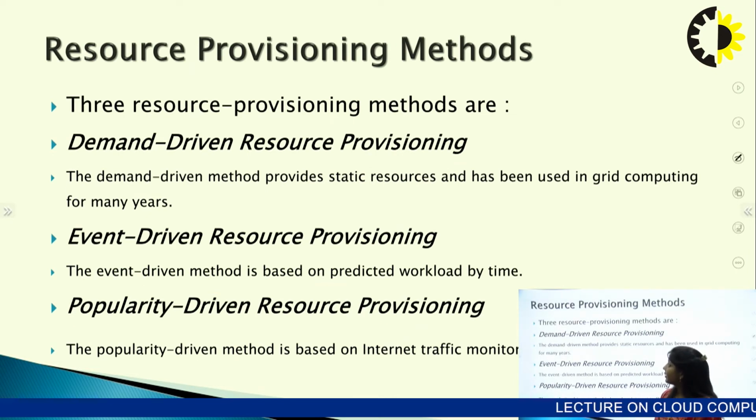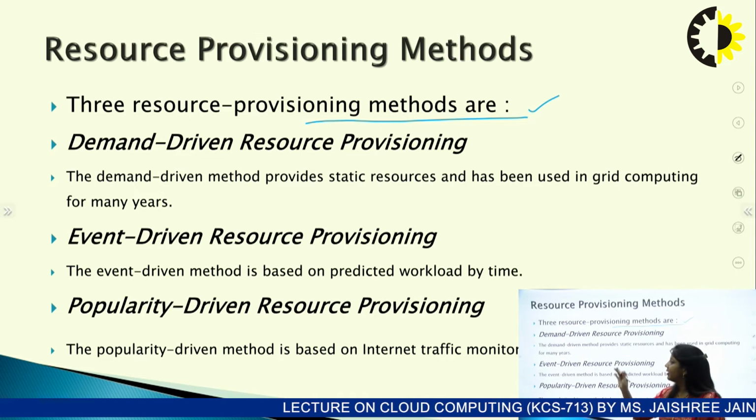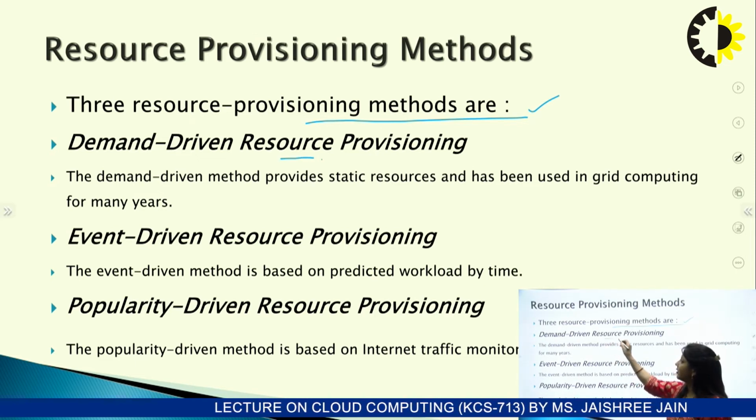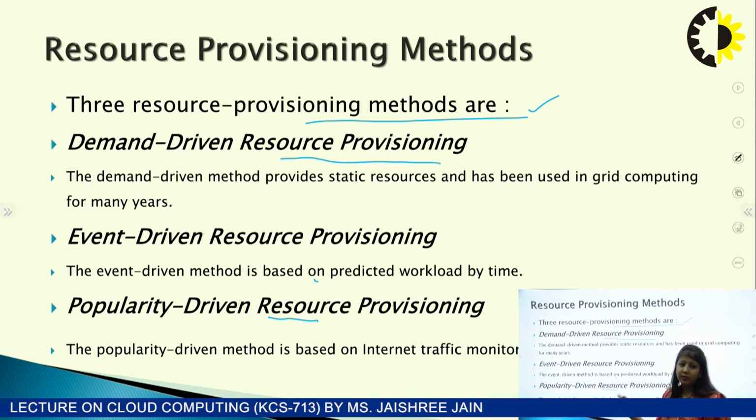Next, now there are three resource provisioning methods. This is very much important. So how can we divide the resources on the virtual machine? So there are different parameters. The first parameter is demand driven resource provisioning. Second is event driven resource provisioning, and third is popularity driven resource provisioning method. So demand driven, as the name suggests, as per the demand, when we feel like there is a high demand of the resources, then we will try to provide more resources to that virtual machine.